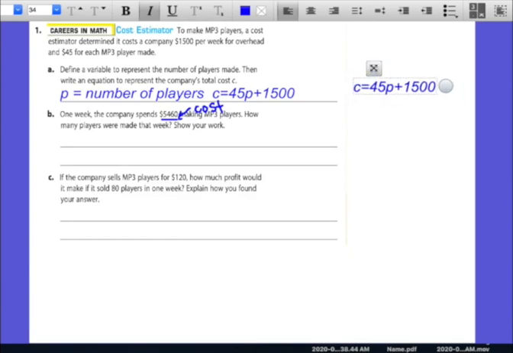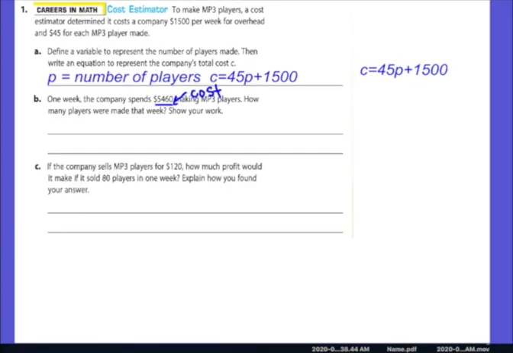Because the cost for the entire week was $5,460, we're going to put that in place of C. Then we'll copy the rest of the equation down and we will be able to solve it. If you remember how to solve this equation, go ahead and fast forward through and we'll meet you on the other side.